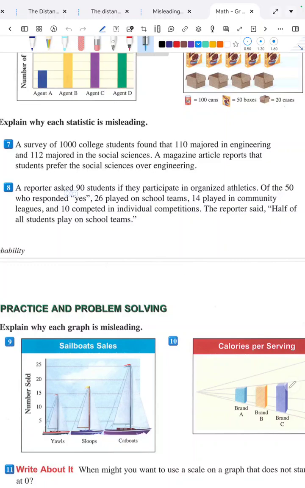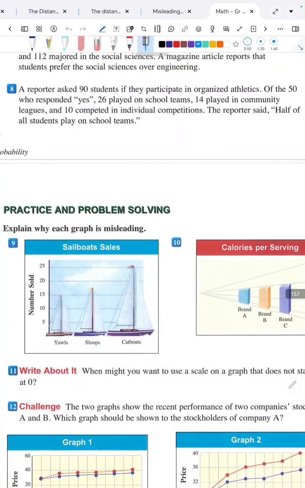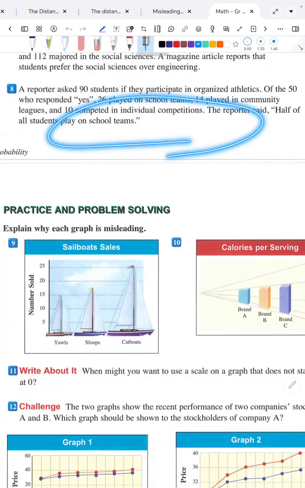Now we have a reporter who asked 90 students. Then he only cares about some of them, so he ignores the other students. That's why in this case we will say it's misleading.